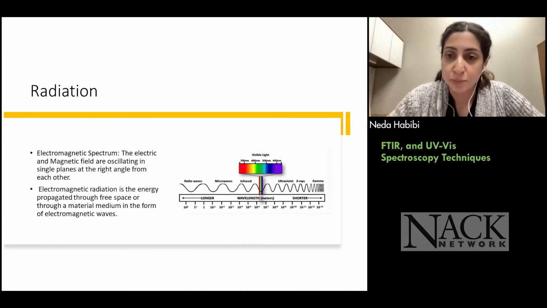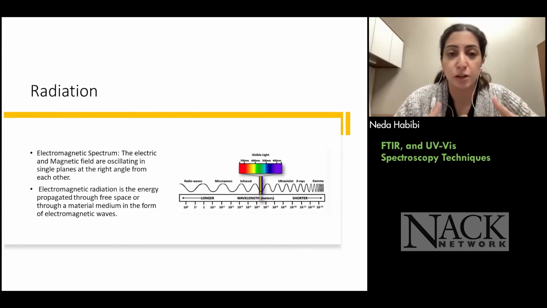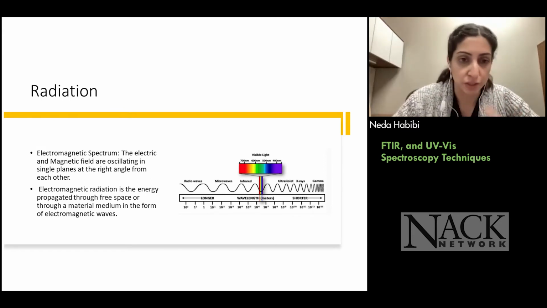So radiation, electromagnetic spectrum is where we have electric and magnetic field oscillating in single planes in the right angle from each other. Electromagnetic radiation is the energy propagated through a free space or through a medium or through our material interacting with that material. And as a result, we have a peak signal that we can characterize our structure, our material. And depending on what type of radiation we use, we have a set of information.